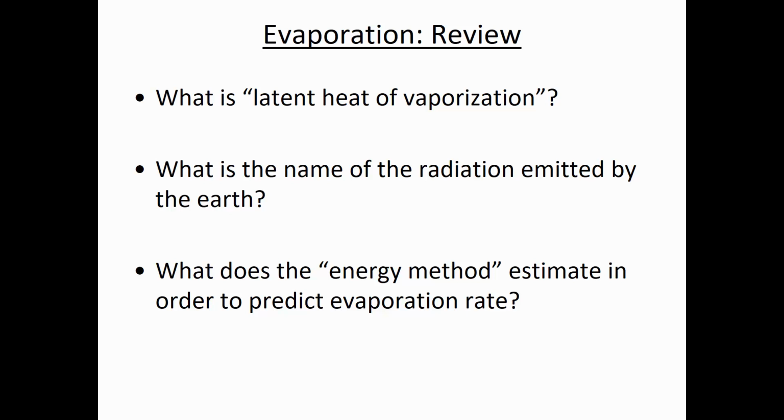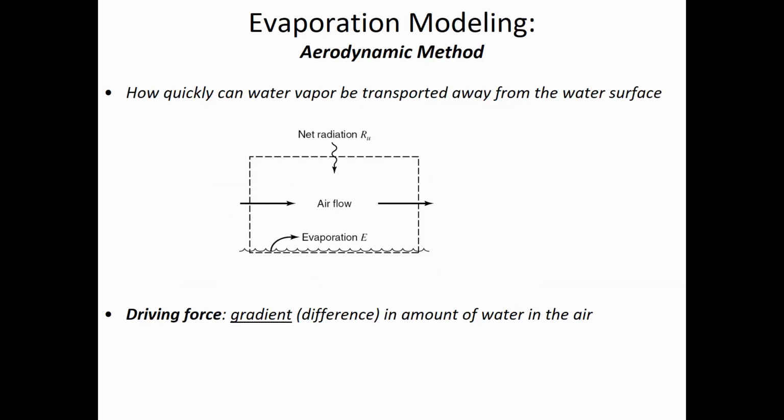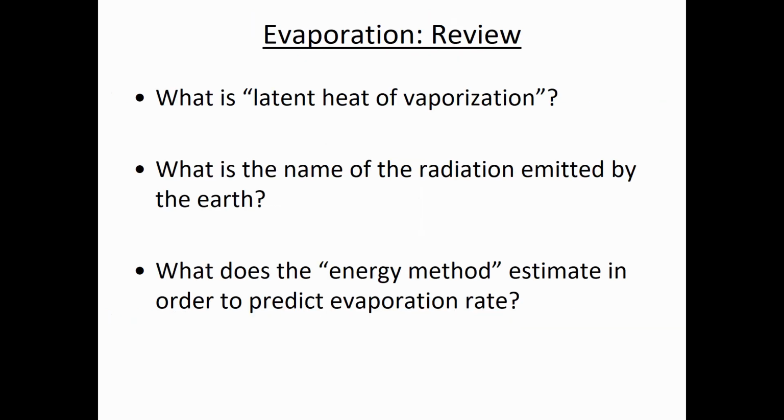Now, remember, we started our discussion of evaporation by identifying a list of factors that are going to have an effect on evaporation. And energy availability was only one of those factors. During that discussion, you rightly identified factors like humidity and wind as also having an effect. And so that's what we're going to be discussing today in the aerodynamic method, the limiting factors associated with humidity and wind. Could you repeat that definition of energy method?